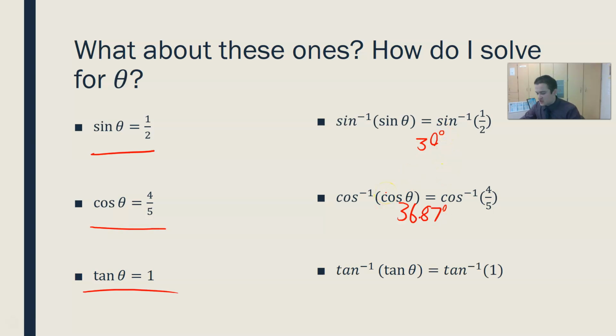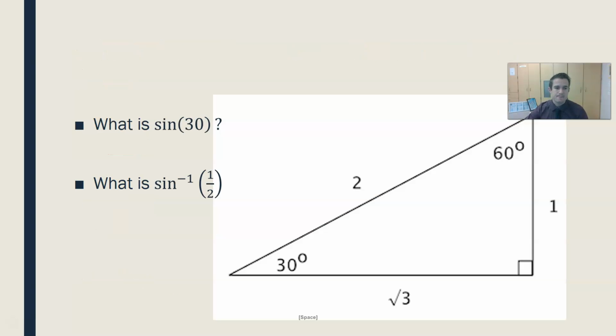And I undo the tangent by taking the inverse tangent. So the inverse tangent of 1 ends up giving me like 45 degrees. So I undo sine, cosine, and tangent. If I'm taking the sine or cosine or tangent of an angle and I'm trying to solve for that angle, I need to use the inverse of those trig functions. Inverse sine, inverse cosine, and inverse tangent.